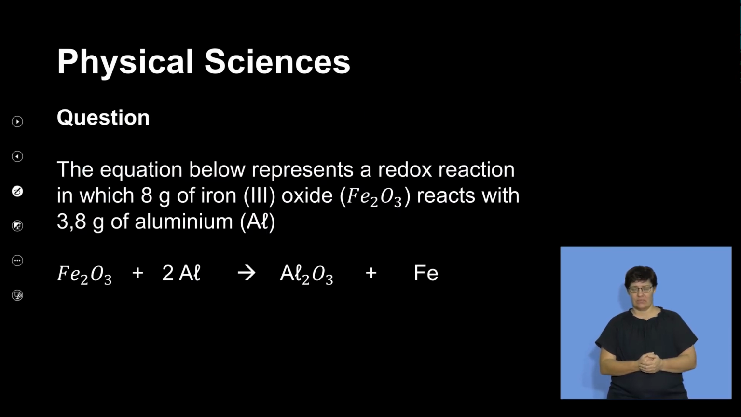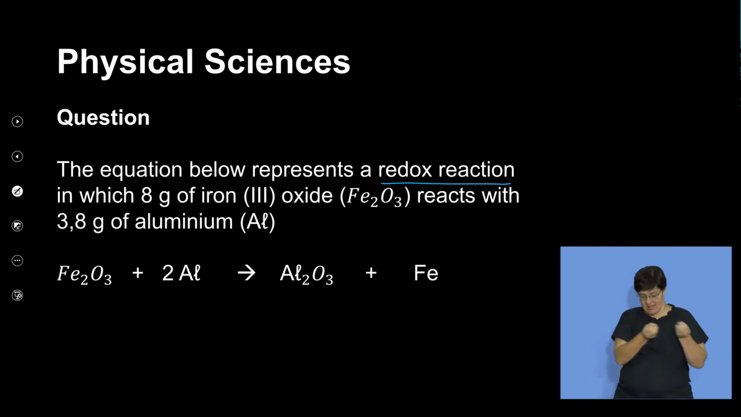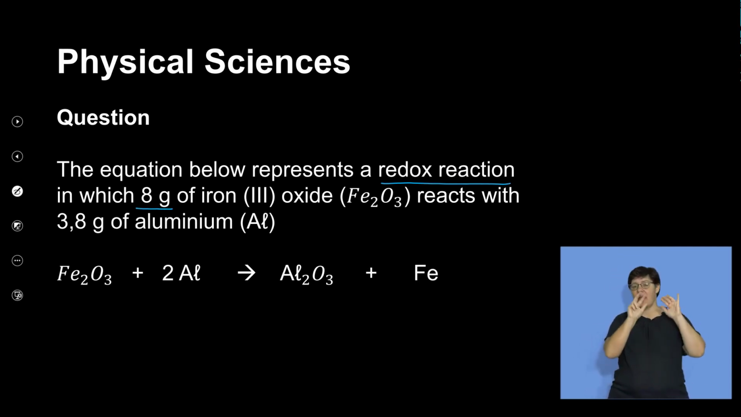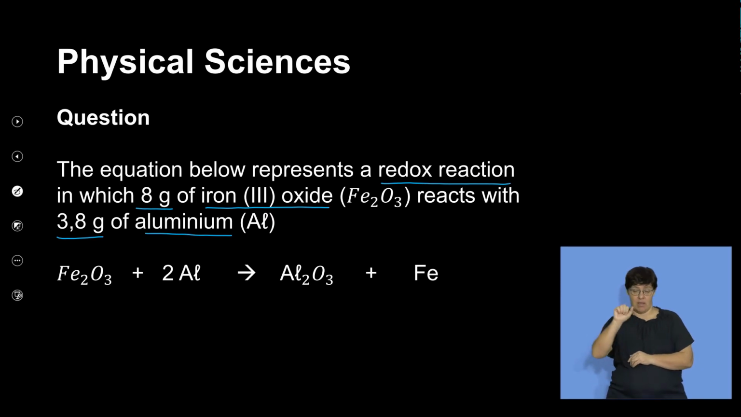Right. So the equation below represents a redox reaction. Immediately we're thinking there is transfer of electrons, there is loss as well as gain between two substances that are reacting. So in this redox reaction, there is 8 grams, that's the mass of iron 3 oxide. The formula is given. The iron 3 oxide reacts with 3.8 grams of aluminium. Right, so the balanced equation of reaction is already given to us. So this is the equation that we shall focus our attention on.